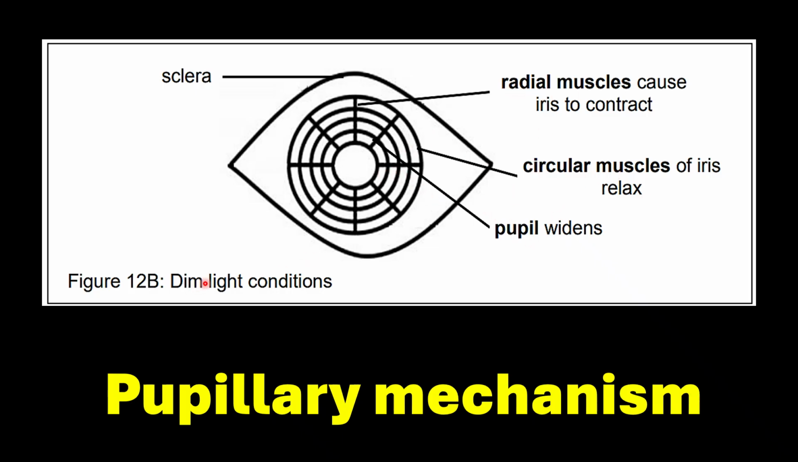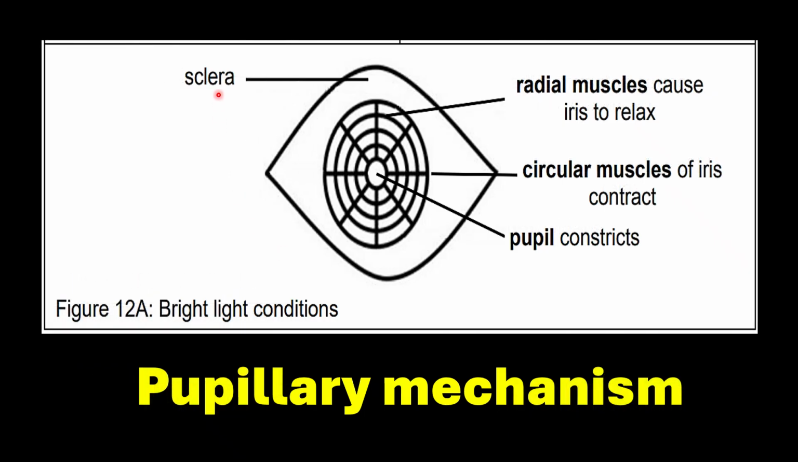So what happens when you're in a dim light? When you're in a dim light, less light becomes available. Hence, the radial muscles of the iris contract, and then the circular muscles of the iris relax. These two muscles are antagonistic. When one contracts, the other relaxes. When that happens, the pupil widens so that more light can enter the eye, so that vision will be made possible.